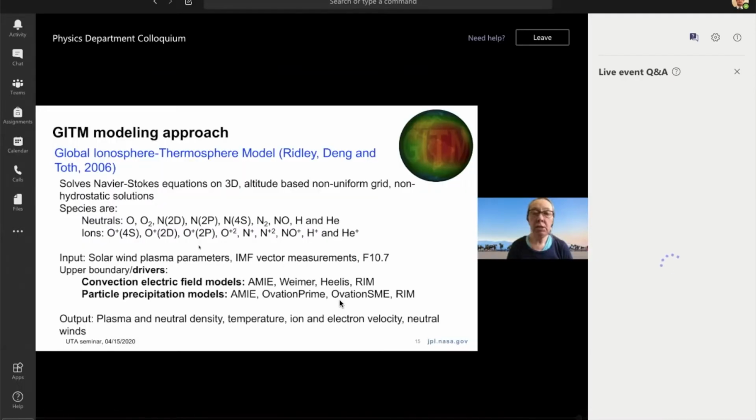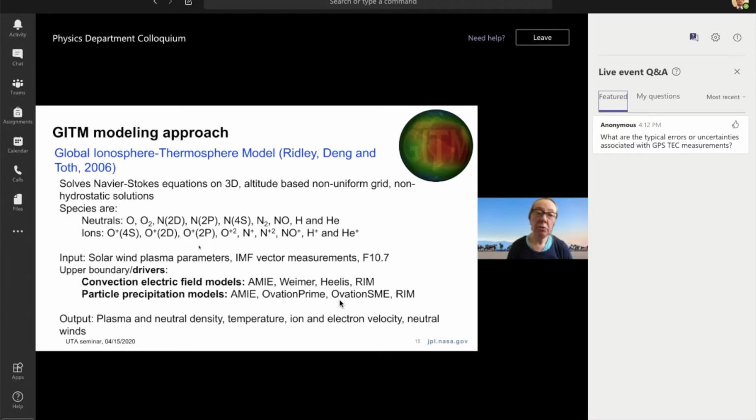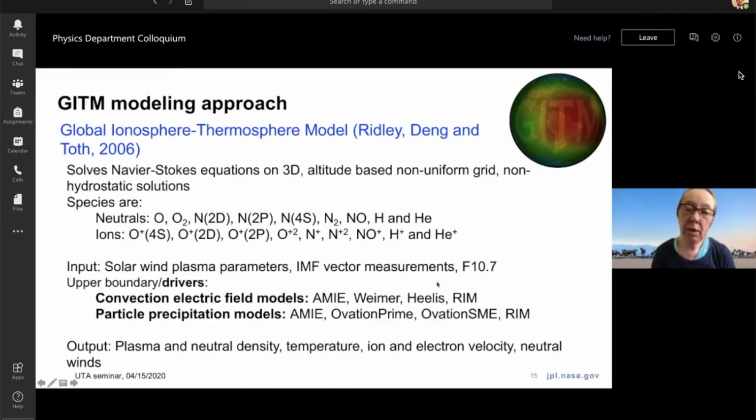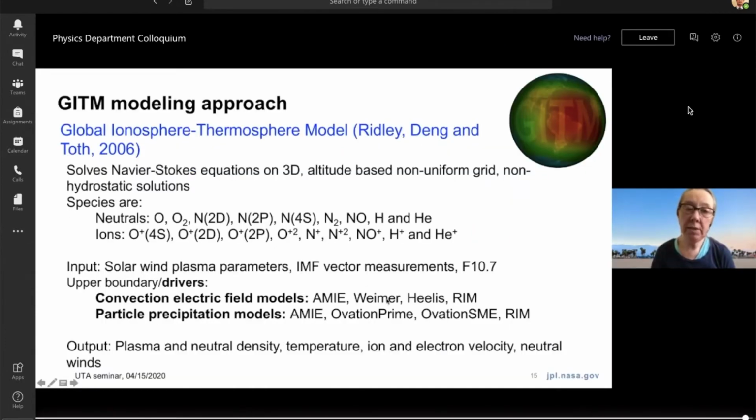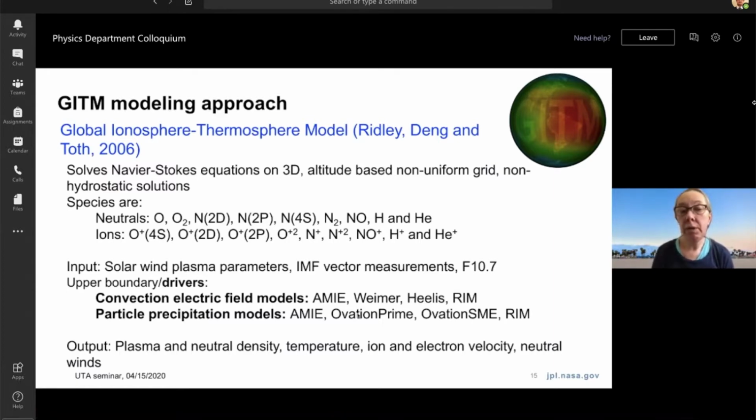to understand response of the IT system to external drivers, which come into the model as upper boundary conditions. These are convection electric fields, which can be defined through several empirical models. This is basically the interface between the magnetosphere and upper atmosphere, and particle precipitation, which is responsible for auroras and for ionospheric ionization, and precipitation usually picks up during storms and substorms.